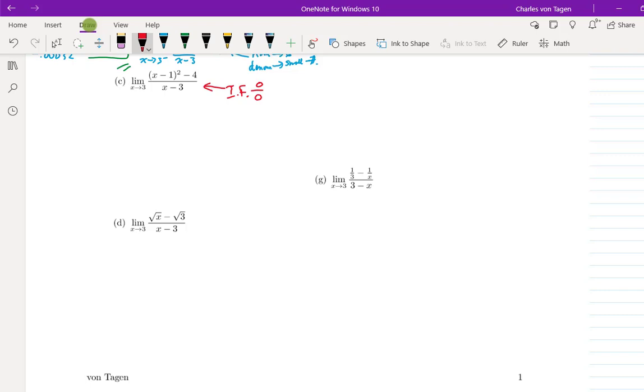Okay? So the first thing I'm going to do here is write the limit as x approaches 3 of, here I've got x squared minus 2x plus 1 minus 4 all over x minus 3. And that gives us the limit as x approaches 3 of x squared minus 2x minus 3 all over x minus 3. Now I feel like this looks maybe more like the problems we saw before.